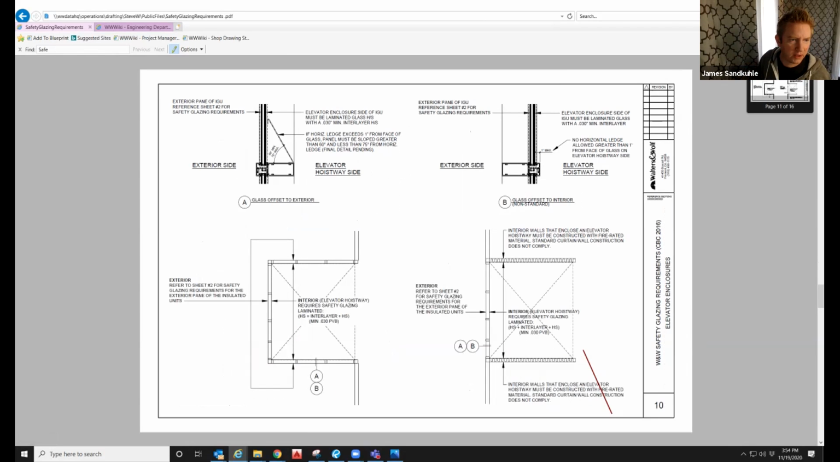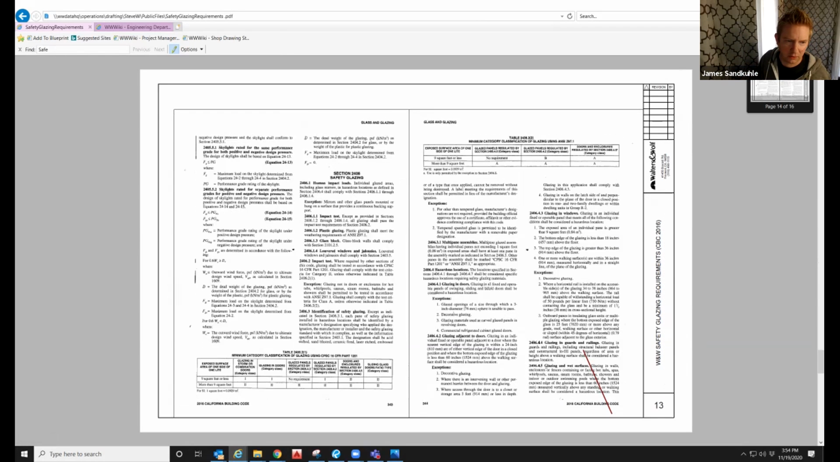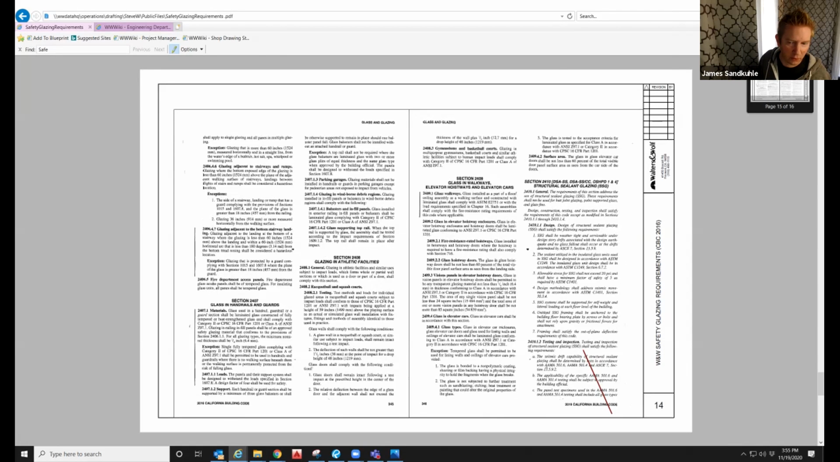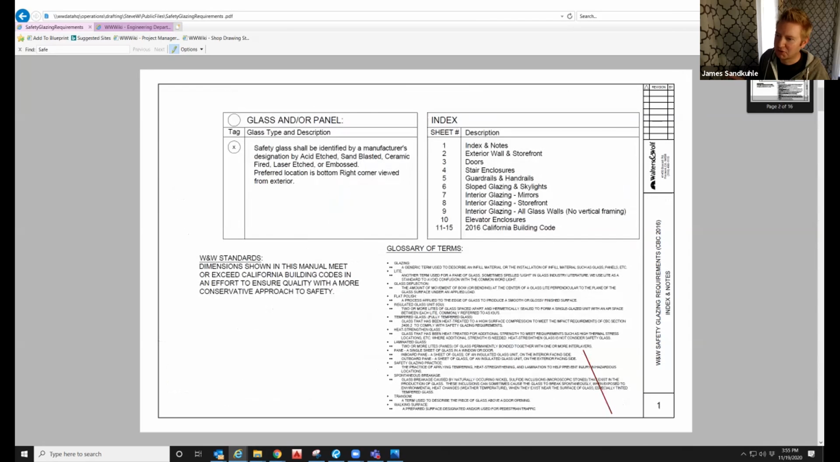Elevator hoistways, some literature there. And then of course, all the code we've attached to this manual. So if you really want to dig into it, we've included this for you if you want to do some reading. So this was mainly for you, James, since you're the only one apparently that has not seen this. But it's a good refresher for everyone else.